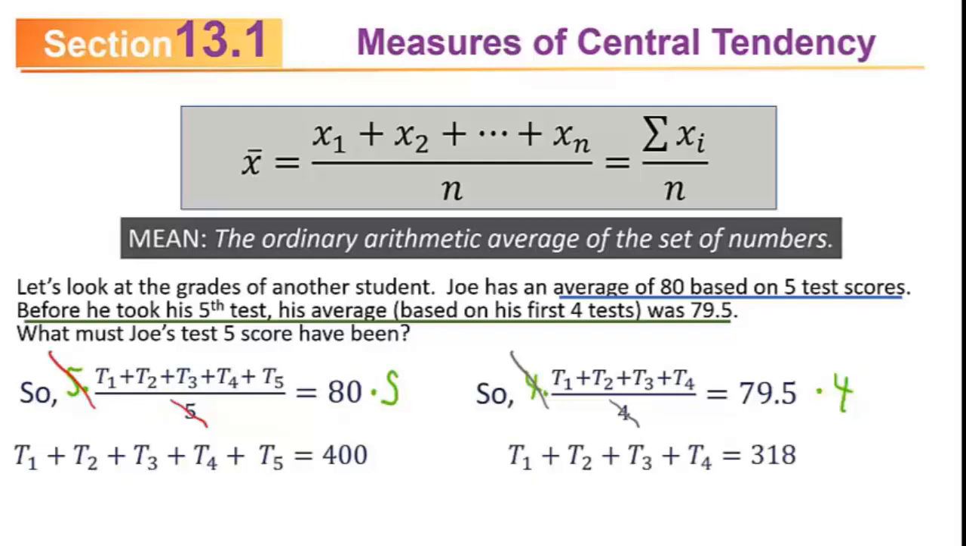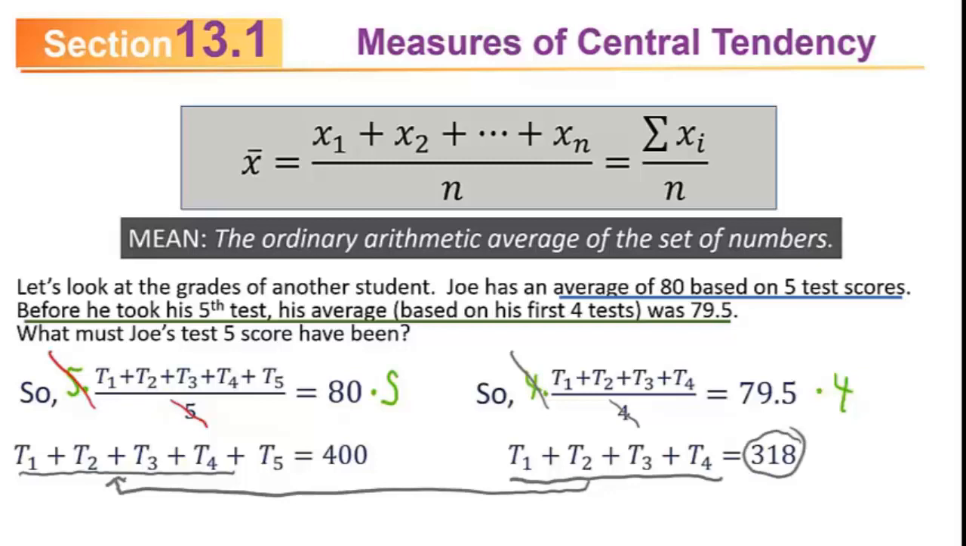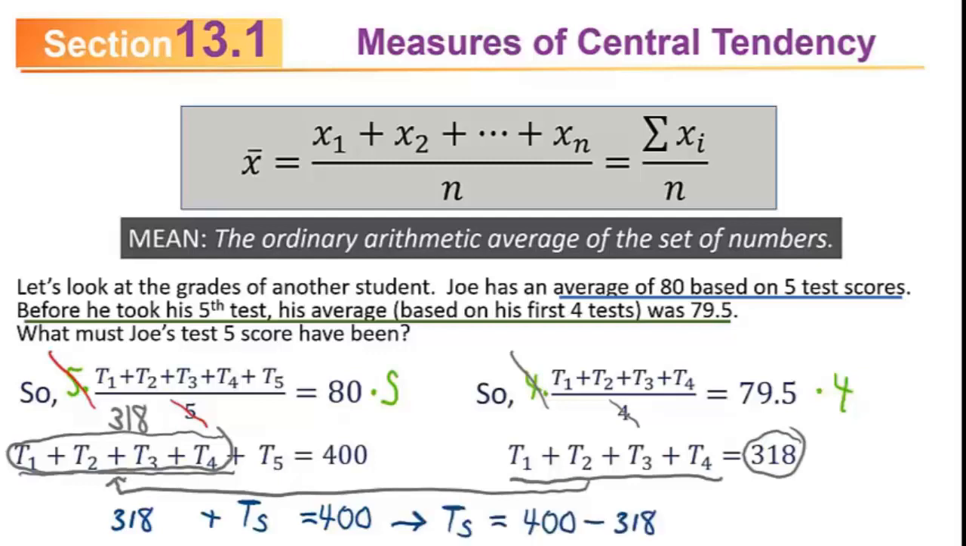Well, if you look from left to right or right to left, you can see that there's some commonality. On the right, you know that the sum of the first 4 test scores was 318. So you can take the sum of the first 4 test scores on the left and replace it with 318 because you know that from the right-hand side. So putting 318 over there in place of the sum of the first 4 scores, that tells me that 318 plus the test 5 score has to be equal to 400. And if you subtract 318 from both sides, you'll see that the 5th test score must have been 82. So a little bit of algebra, but if you think it through, looking at the information the problem gives you, it's really very straightforward.